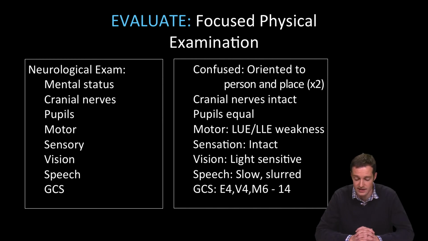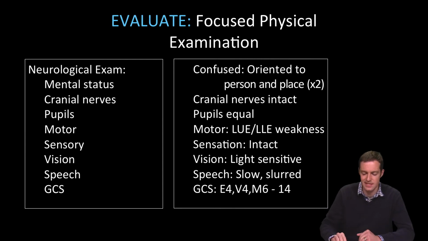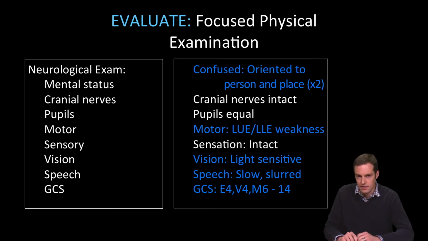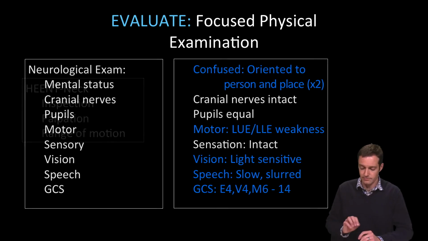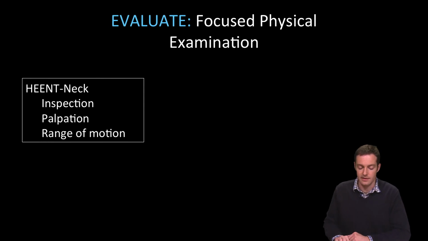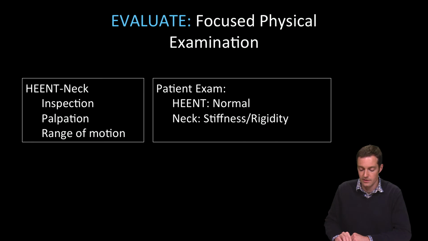Sensation appears to be intact. His visual fields appear to be intact, but he is light sensitive with photophobia. And his speech is slow, slightly slurred, and his GCS, again, at this point is 14. And all of those items that are highlighted there are considered to be abnormal and dangerous. As to the head, ears, eyes, nose, throat, and neck evaluation, inspection's normal.